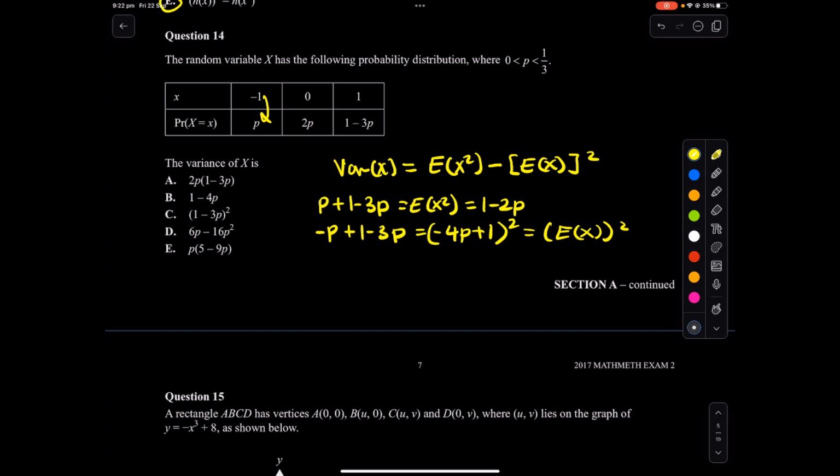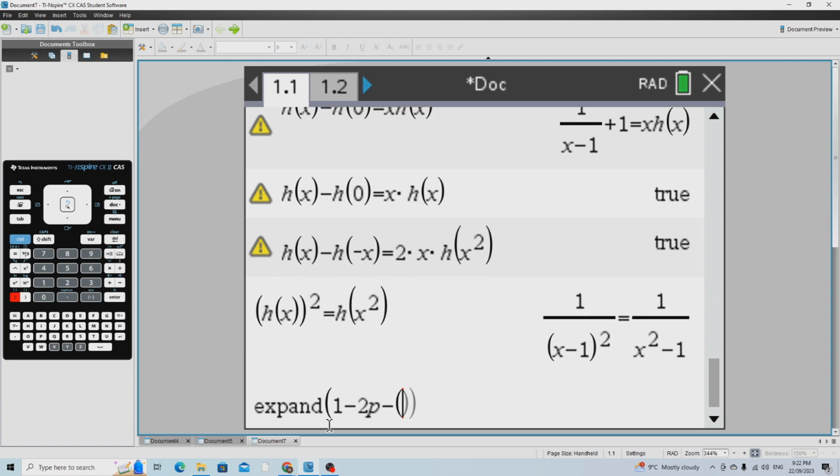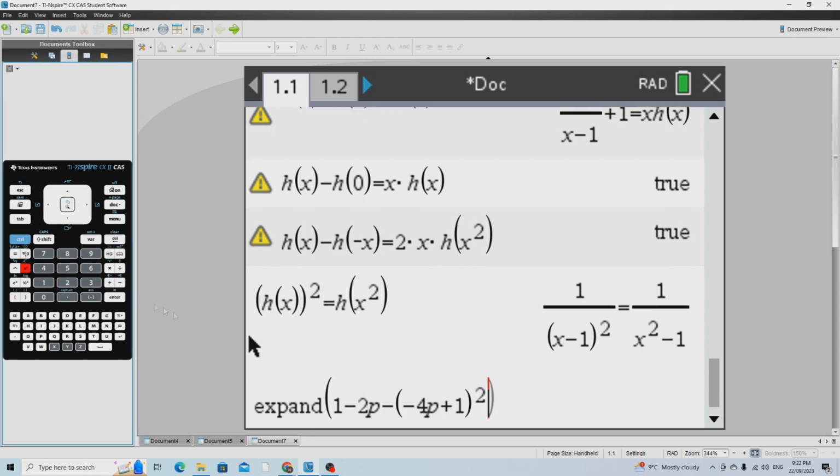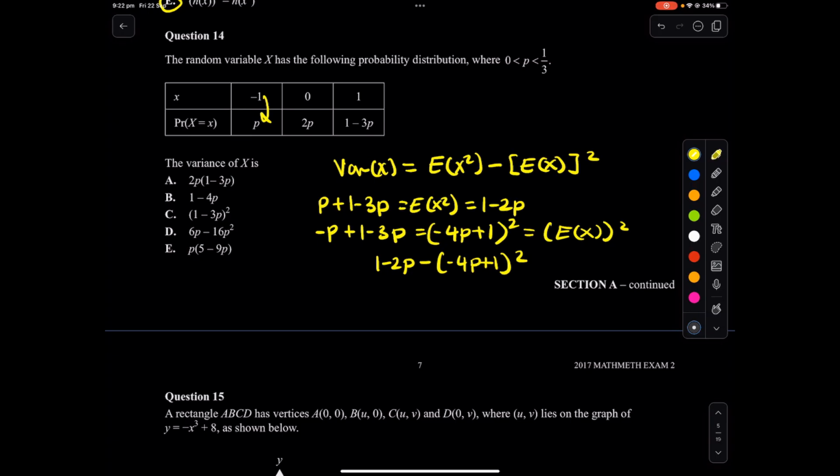And so it's just 1 minus 2p minus negative 4p plus 1 all squared. So I'm just going to put this in a calculator and expand it. So expand 1 minus 2p minus negative 4p plus 1 all squared. And we get this. Is there an answer like that? Yes, choose D as your answer.